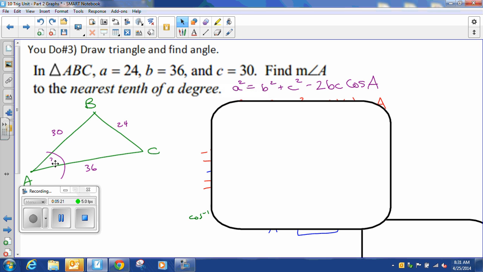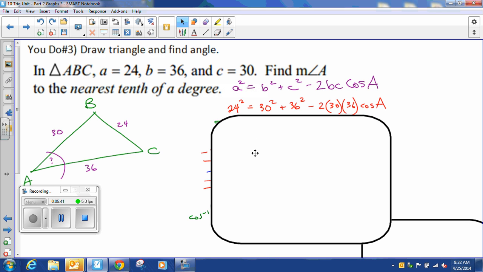Okay, so here we know that this actually matches the formula perfectly. So 24 is lowercase a, and uppercase A is the angle, which we will find by doing the inverse cosine at the very end. So let's go ahead and plug in. 24 squared equals 30 squared plus 36 squared minus 2 times 30 times 36 cosine A.